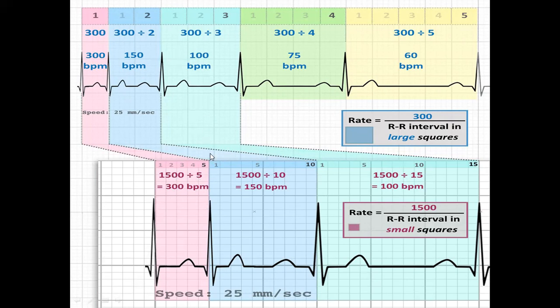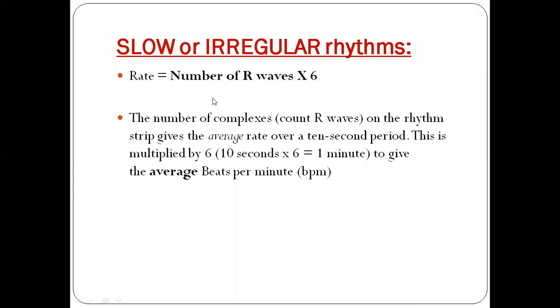So this too is valid only for a regular rhythm. In irregular rhythms, this cannot be valid because the number of large squares or small squares between two RR intervals varies in irregular rhythms. So for slow or irregular rhythms, the best way to calculate is to take a rhythm strip which is for 10 seconds. So each rhythm strip is for 10 seconds.